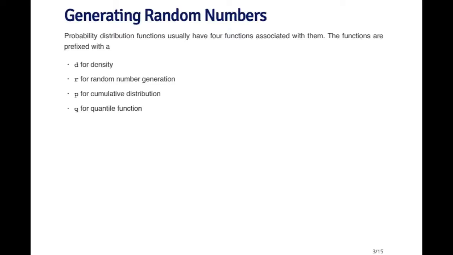So I've already mentioned that there's the rnorm function. So the rnorm function is for random number generation. There's a dnorm function which evaluates the density of the probability distribution for a given mean and standard deviation. There's the pnorm function which evaluates the cumulative distribution, and there's the qnorm function which evaluates the quantile function. So every distribution has these four types of functions. So for the gamma distribution, there will be a dgamma, an rgamma, pgamma, and a qgamma function. And for the Poisson distribution, there's the rpois, a dpois, ppois, and qpois functions.